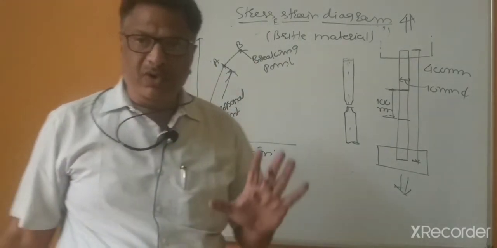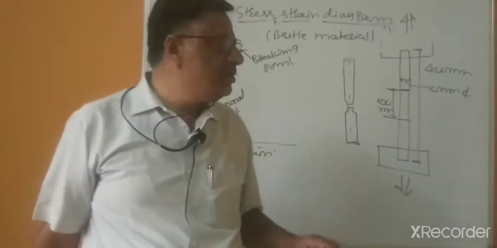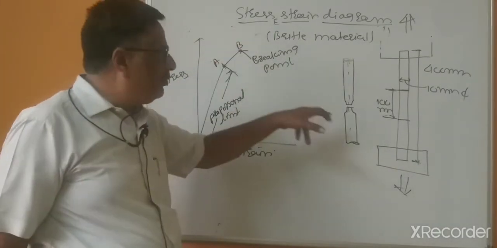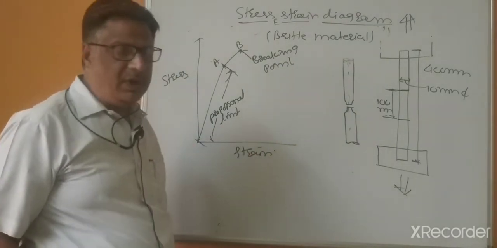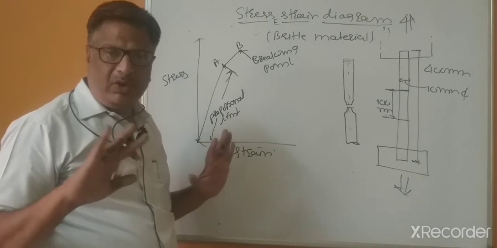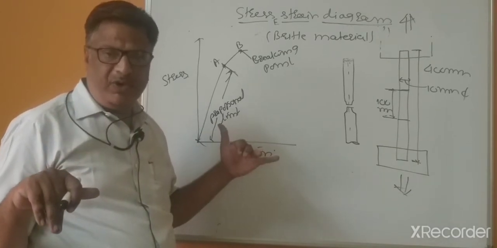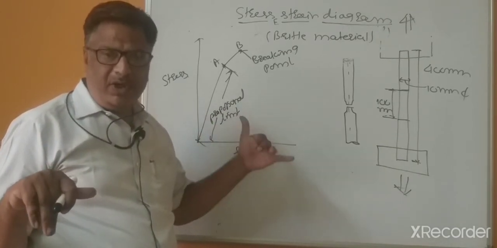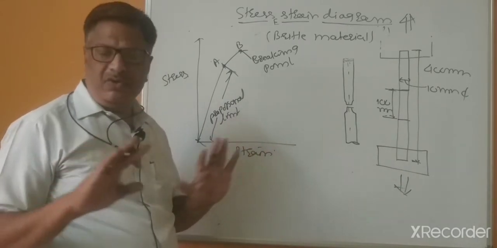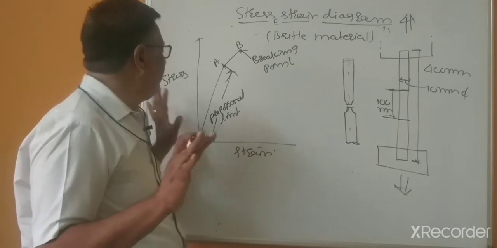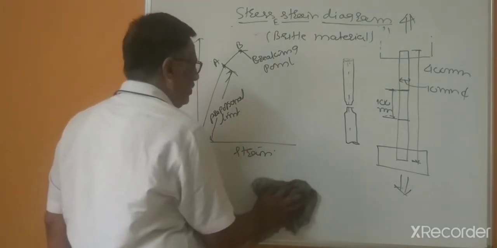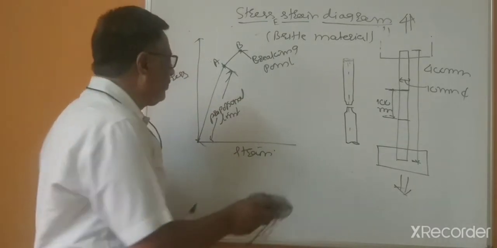Only for brittle materials you will get 2 points, A point and B point. B point is the breaking point, means at B point is failure of the material. So there are no other points, like the elastic limit point, yield points, upper yield point or lower yield point, or formation of the neck. That is not found in brittle materials. So these are the diagrams for brittle materials. Both diagrams you should know.